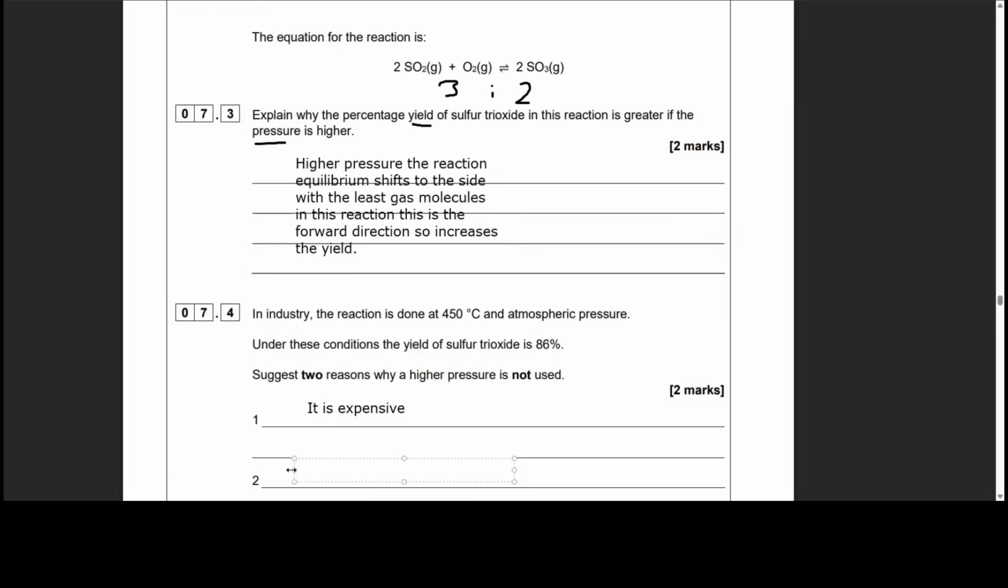and it is dangerous. High pressure can cause explosions. So you're looking at the cost, it's expensive, and it's also dangerous. I could go on to justify why it's expensive because you need lots of safety equipment and thick reaction vessel walls, if I could be bothered.